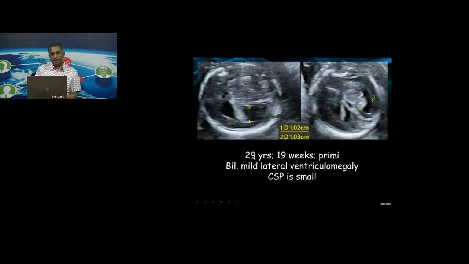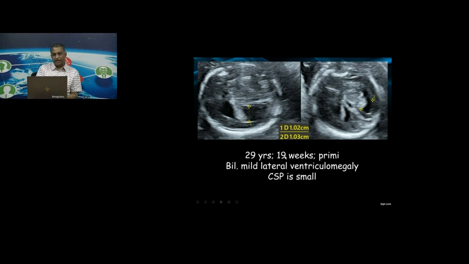Here is a 29-year-old mother, 19 weeks gestational age, a primi, and there is bilateral lateral ventriculomegaly. That is the lateral ventricle on one side, and the lateral ventricle on the other side. It measures 10 millimeters, more than 10 out there, and the CSP was a little small.